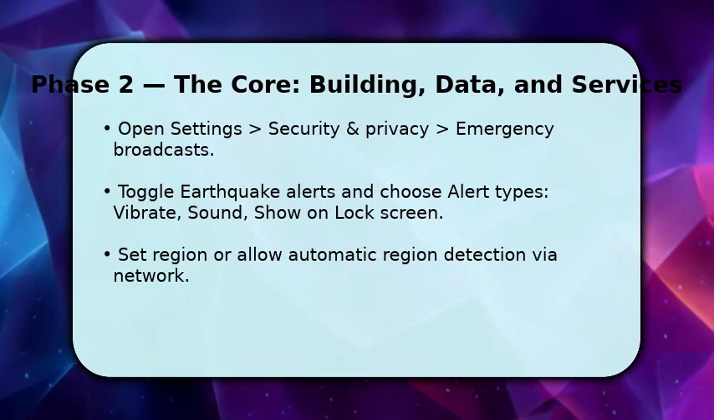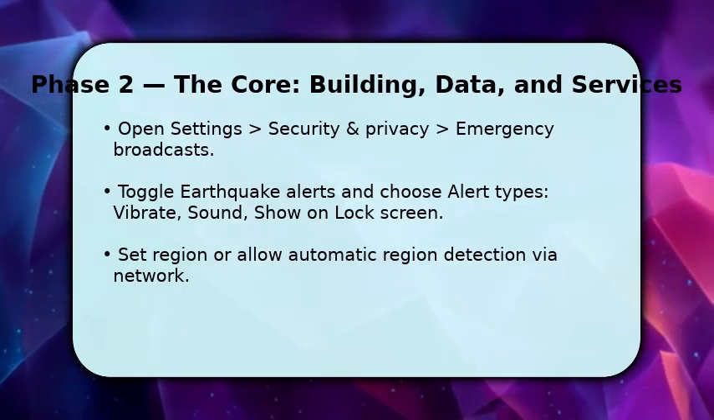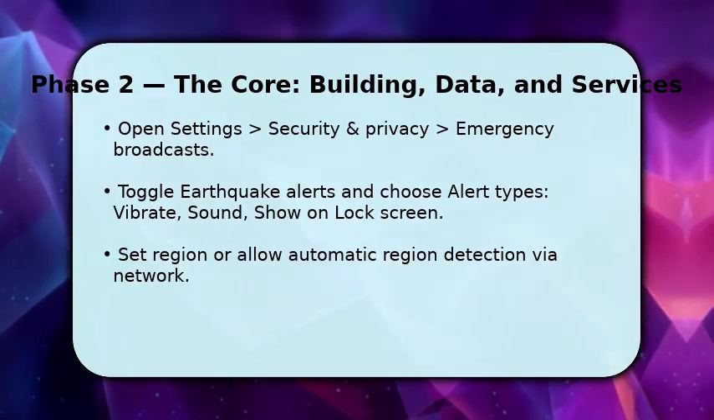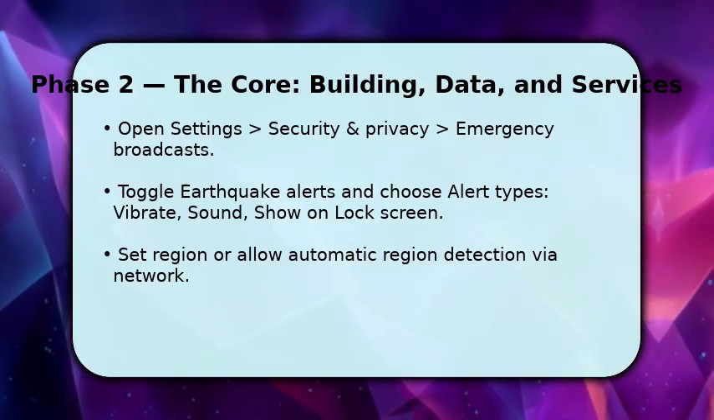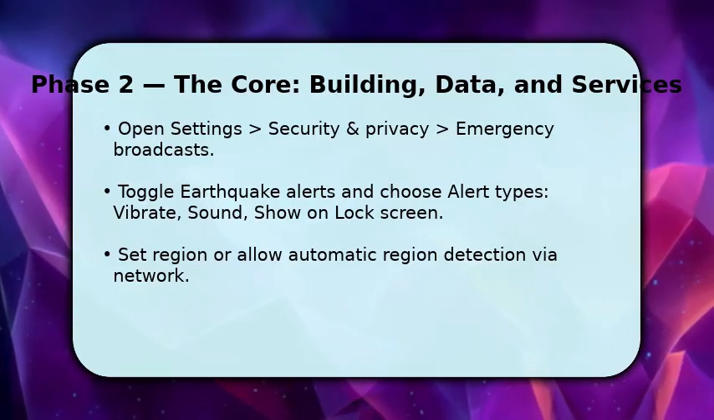Now go into Settings and find Security and Privacy, then Emergency Broadcasts. This is the core menu. Toggle earthquake alerts on and pick how you want them delivered. Sound, vibration, and whether they show on the lock screen, choose all for fastest notice.